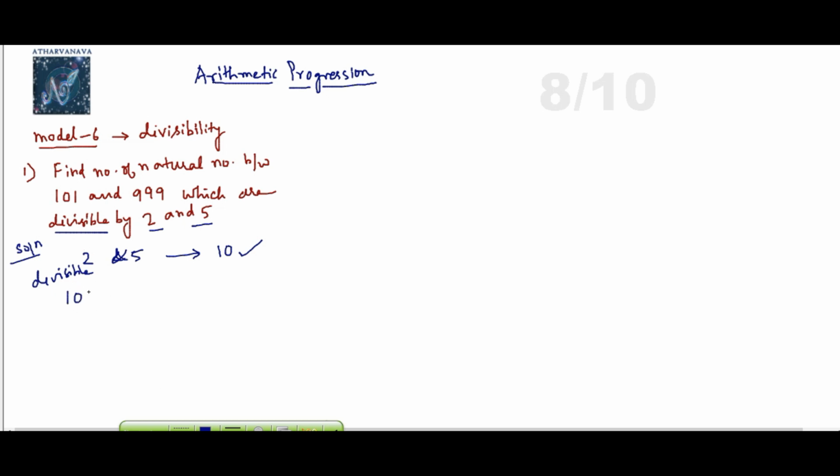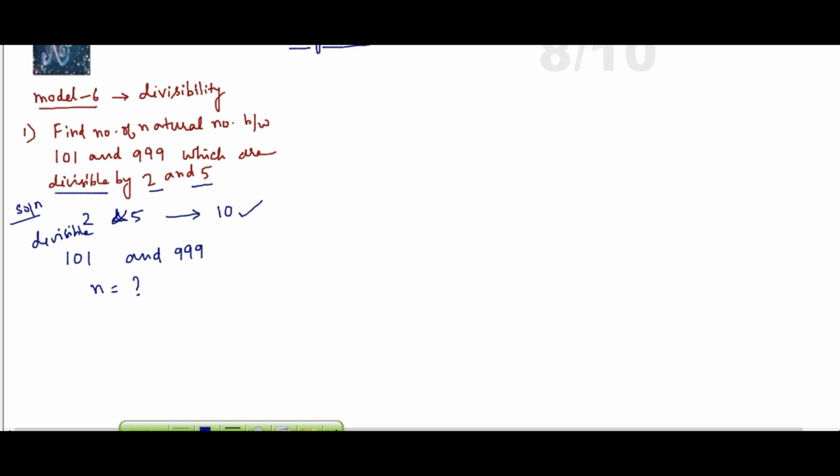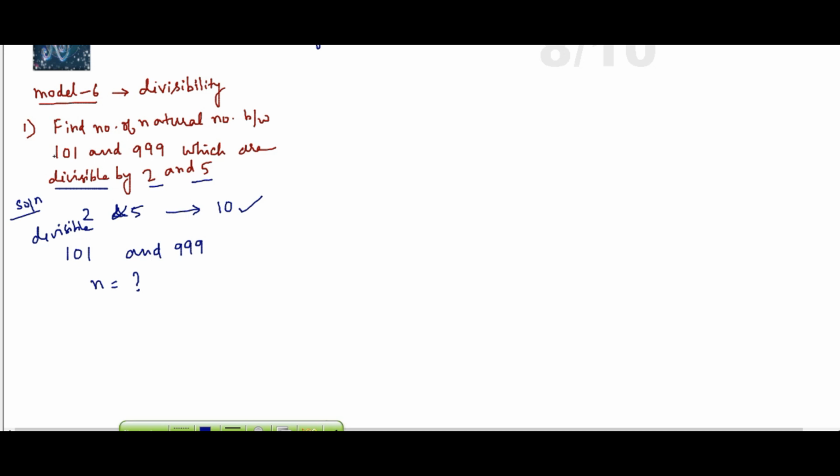And he said it is between 101 and 999. The biggest mistake all the students make here is they consider a as 101 and the last term as 999 and start the process, but that is not the case here. He said find the number of natural numbers, which means you have to find n. We don't know n, correct? But is 101 the first term? No, because he said between 101 and 999, but it should be divisible by what?